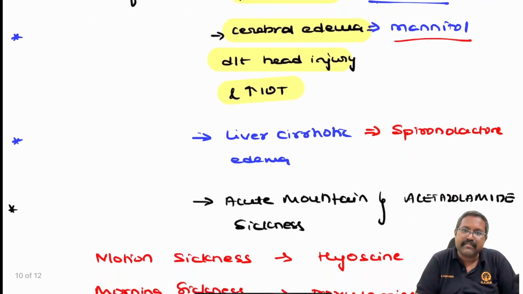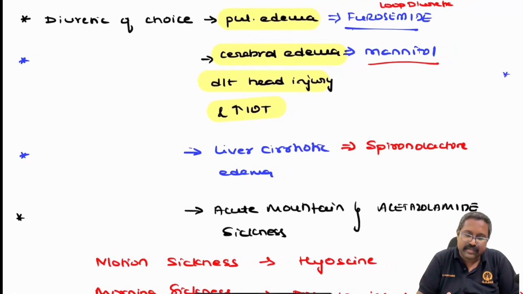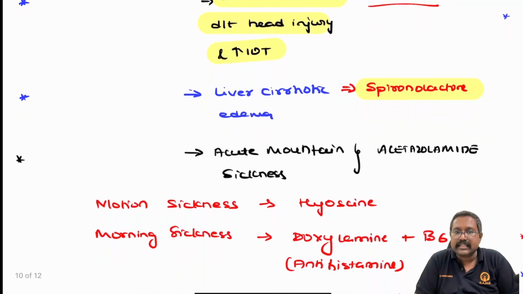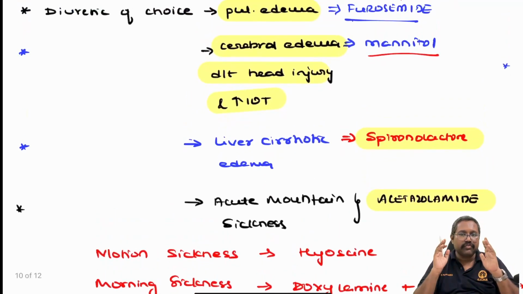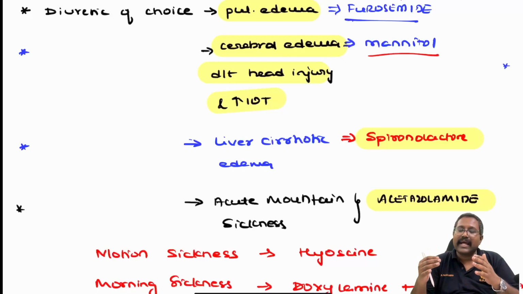Next is liver cirrhosis. In case of liver cirrhotic edema, you are going to choose spironolactone. Spironolactone is the drug of choice for liver cirrhotic edema. What is the drug of choice for acute mountain sickness? Please remember, it is acetazolamide. For treating pulmonary edema, use furosemide. For cerebral edema, use mannitol. For liver cirrhotic edema, use spironolactone. And to treat mountain sickness, use acetazolamide. Acute mountain sickness, A for A, acetazolamide.